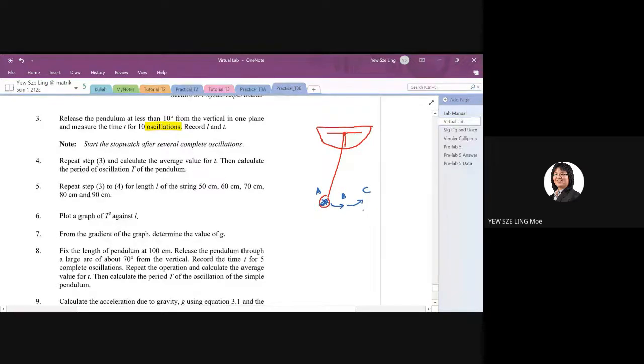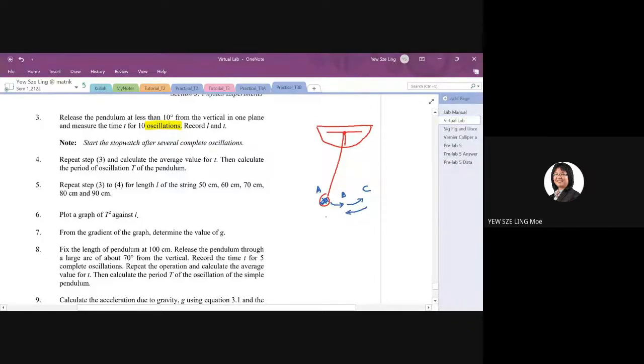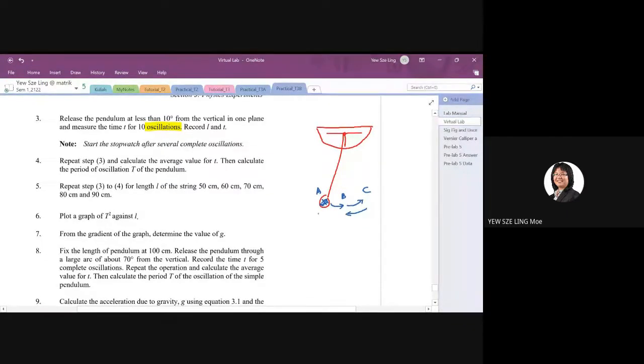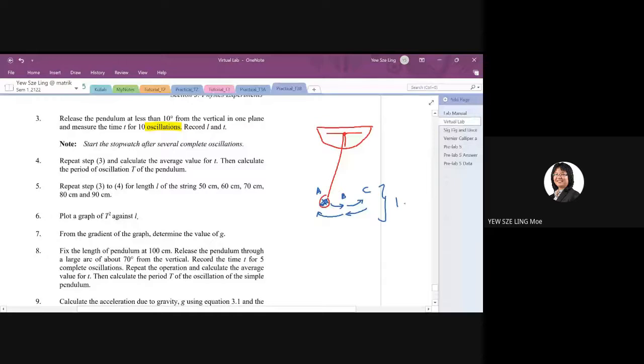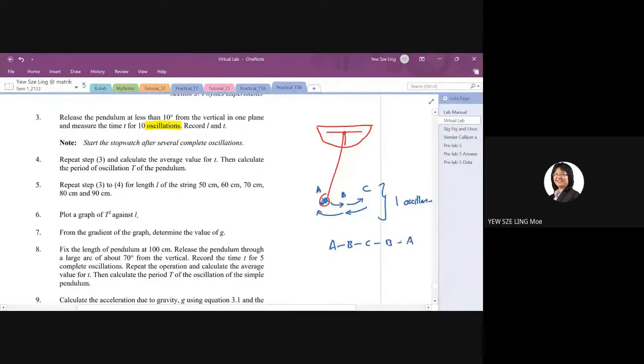will then go back to B. And from B, it will swing back to A. So from A to B to C, and then back to B and to A again. One complete set, we call one oscillation. So this is one oscillation: one complete set from A to B to C, and then back to B, back to A. All right. So this is how you record the time.